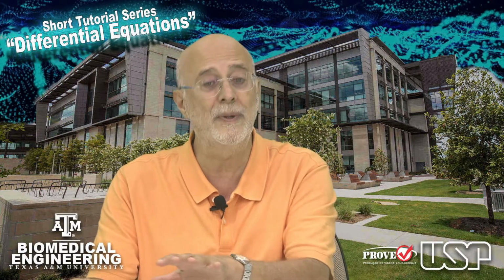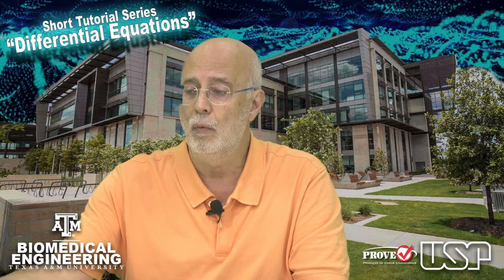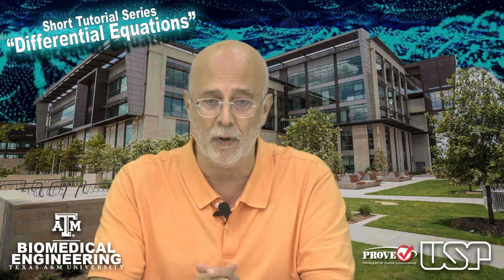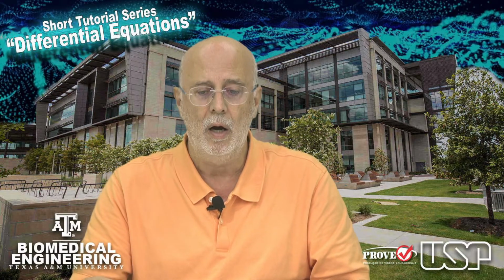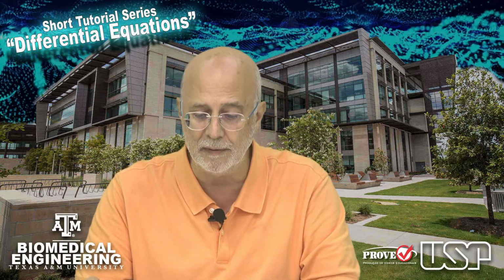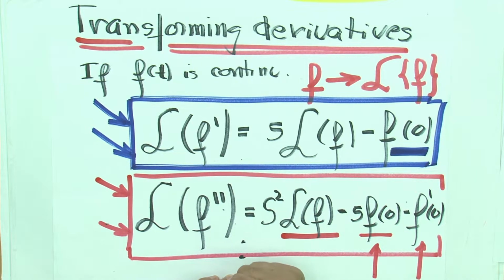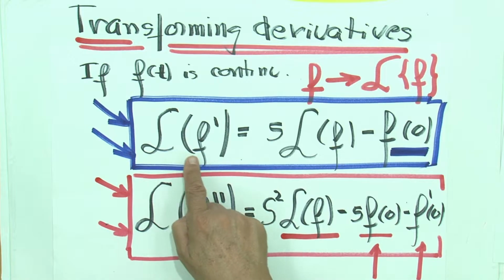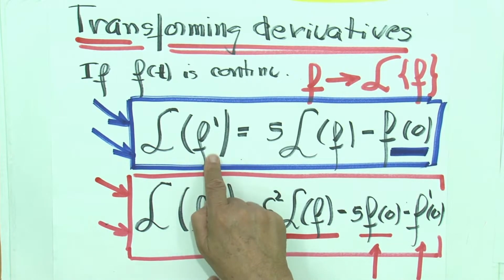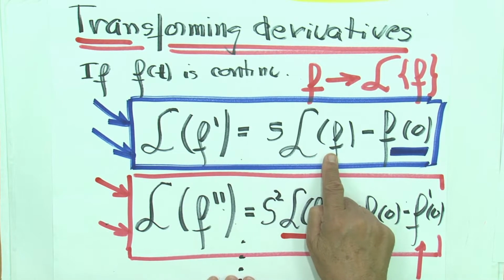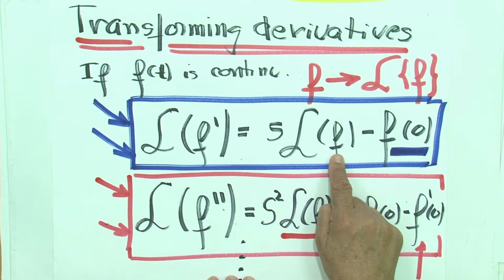So once we have this table, we are able to transform the equation. And then we rely on a few different properties. To use the Laplace transform to solve differential equations, we rely on a few properties. The most important property is that the Laplace transform of the derivative of a function is related to the Laplace transform of the function itself.